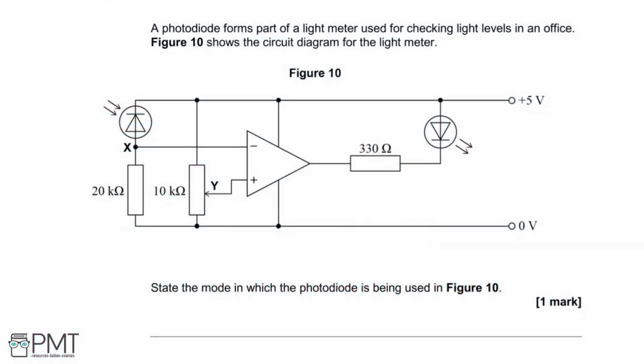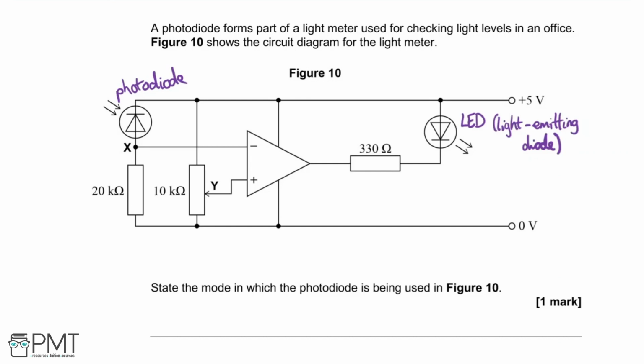A photodiode forms part of a light meter used for checking light levels in an office. Figure 10 shows the circuit diagram for the light meter. So as you can see in figure 10, we've got that circuit diagram with our photodiode, not to be confused with an LED, which is a light emitting diode. Notice how the arrows are in opposite directions in each component.